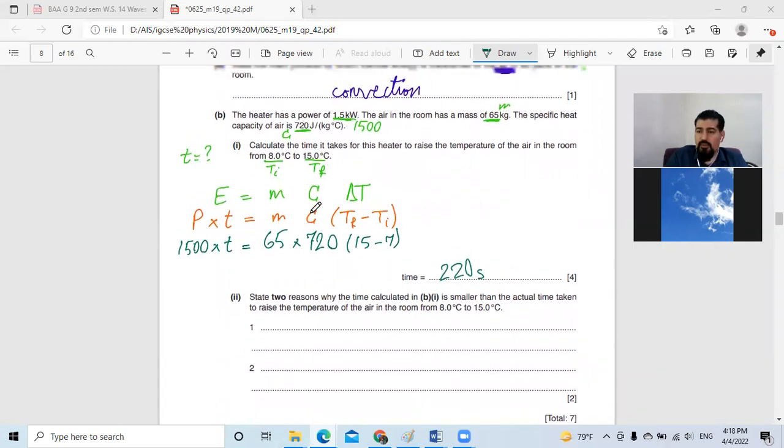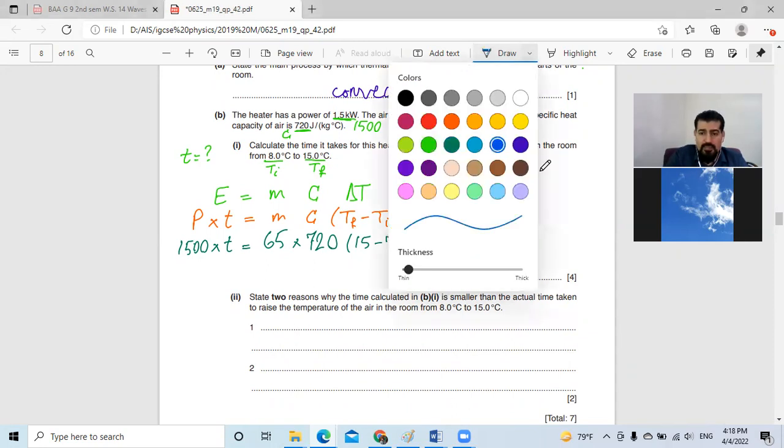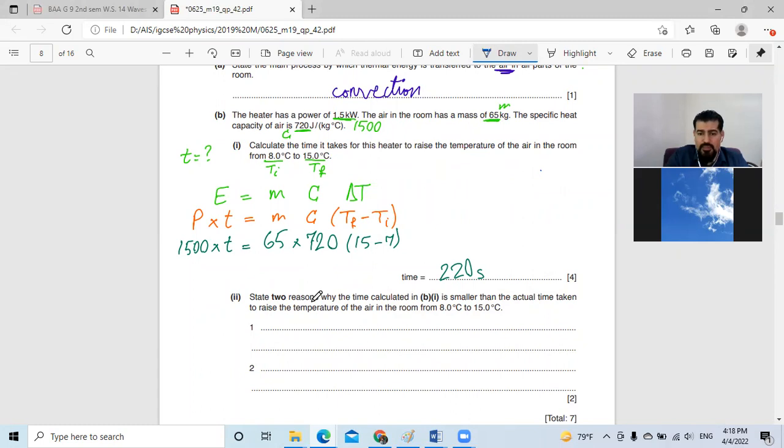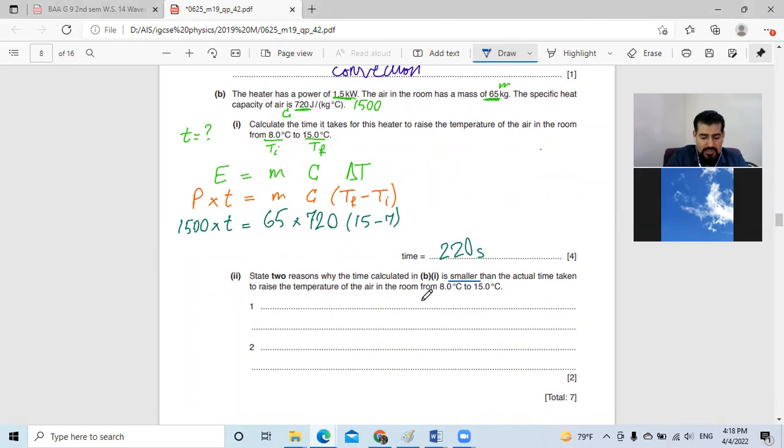Now, usually in any question about thermal physics, our calculations are not accurate because some energy is not transferred correctly. What do we have here? A question. They ask: state 2 reasons why the time calculated is smaller than the actual time taken to raise the temperature in the room from 8 to 15 degrees Celsius. Now, actually, the heater here doesn't heat up the air only.